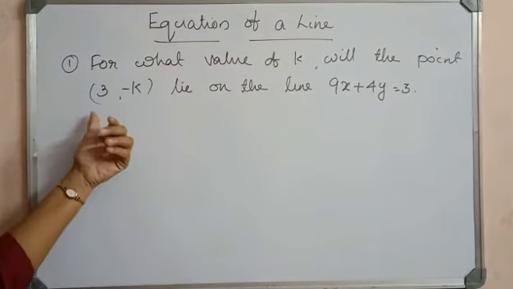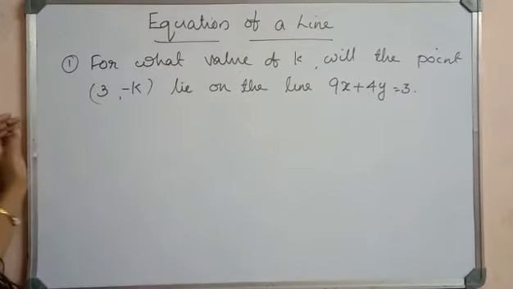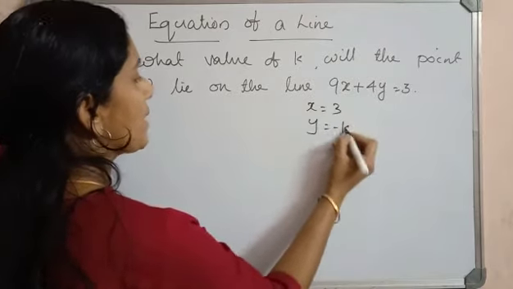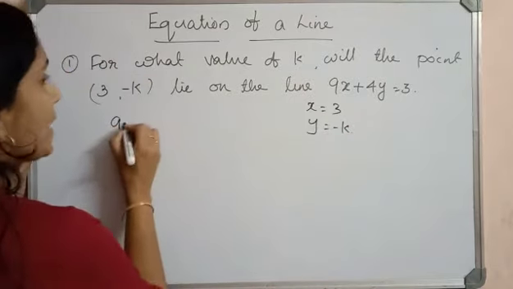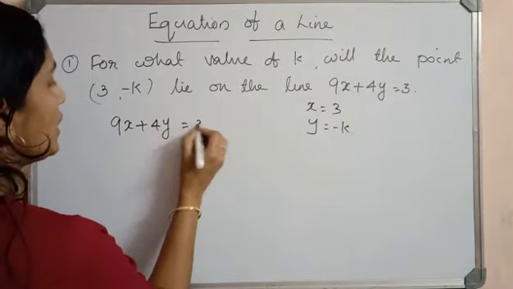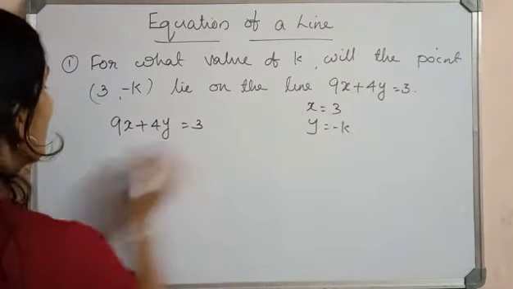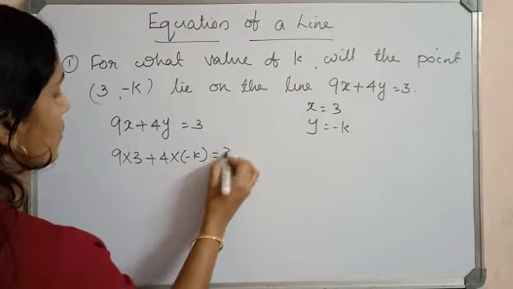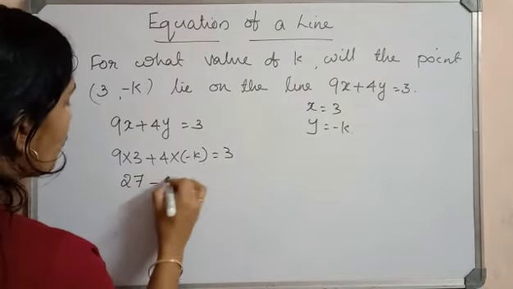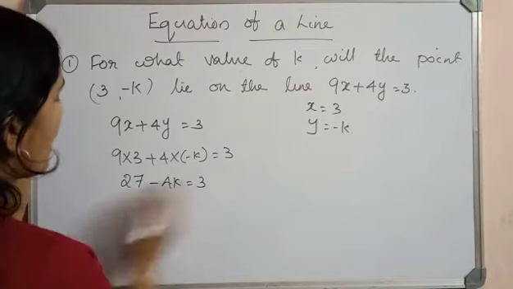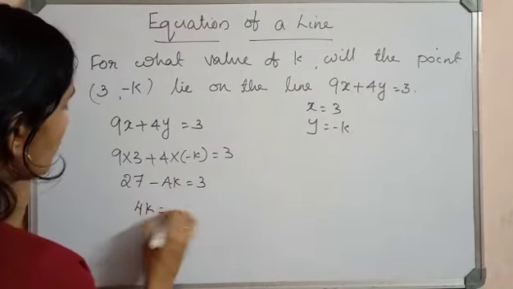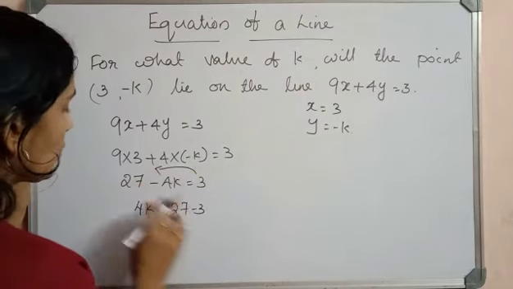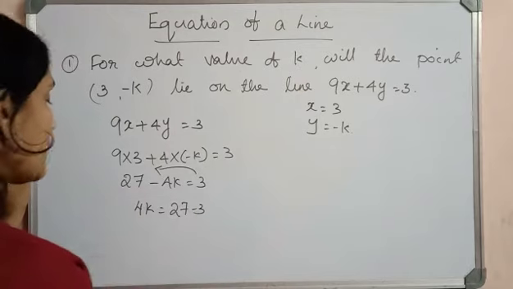So consider x is equal to 3 and y is equal to minus k, and substitute the values in the given equation, 9x plus 4y is equal to 3. Substitute x as 3: 9 into 3 plus 4 into minus k is equal to 3. 27 minus 4k is equal to 3. Rearrange the terms. 4k is equal to 27 minus 3. Bringing 3 to this side, it becomes minus 3, and minus 4k to the other side, this will be plus 4k.